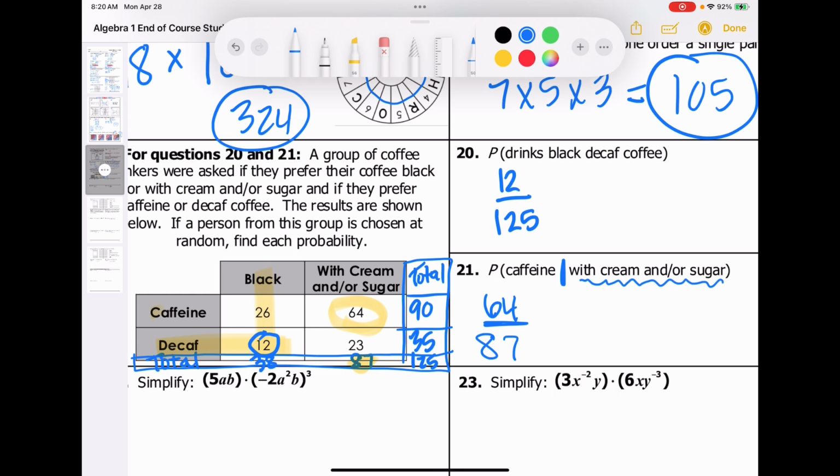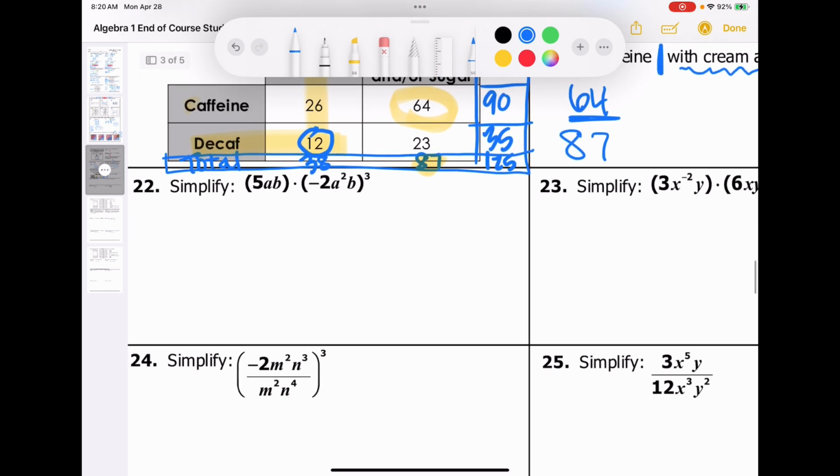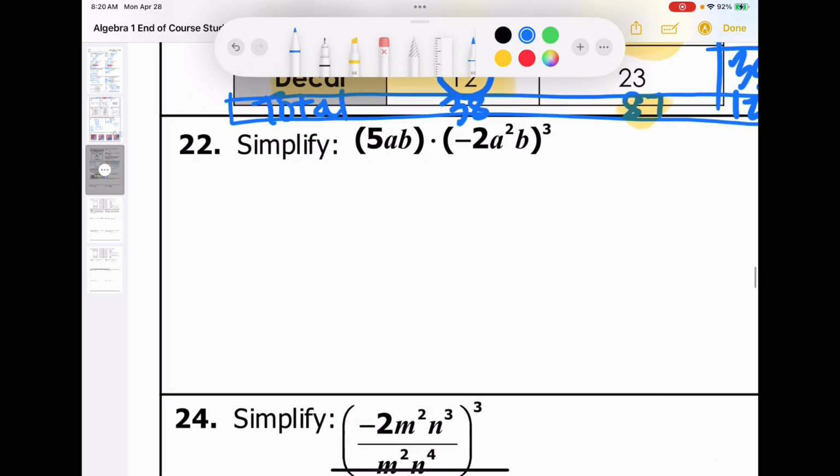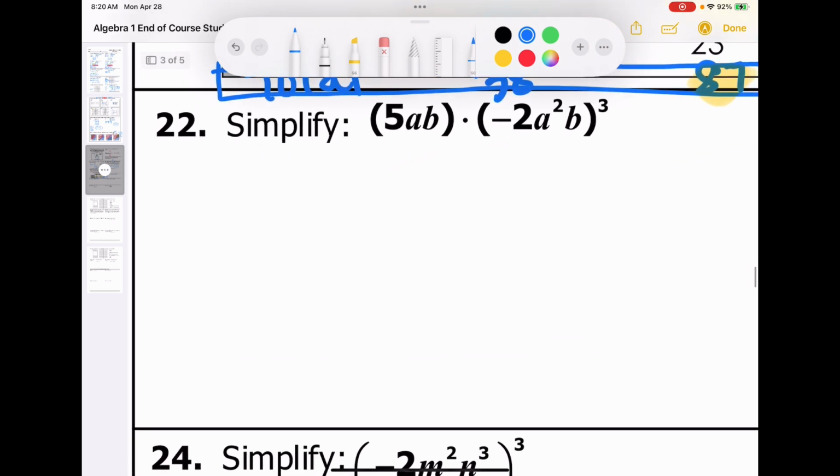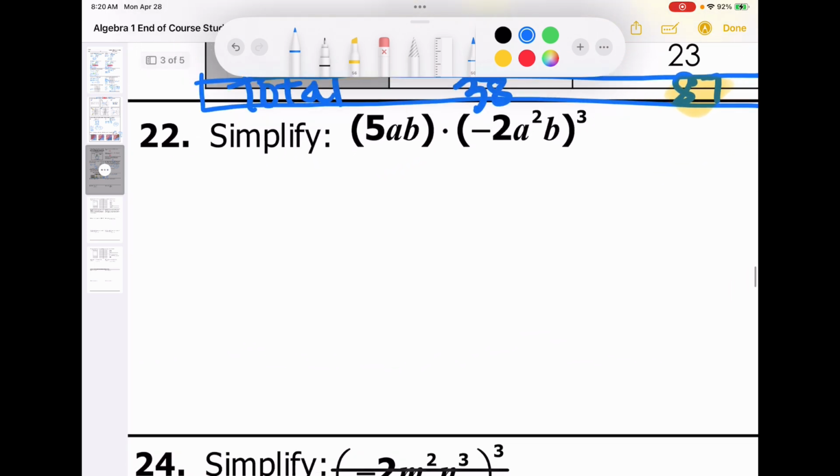All right, so that's all the questions from Unit 4, which we did back in January, so I know that was a super long time ago. So I tried to not put too many questions about that on there. All right, number 22 through 24, we're talking about the exponent rules. All right, these are y'all's favorite.